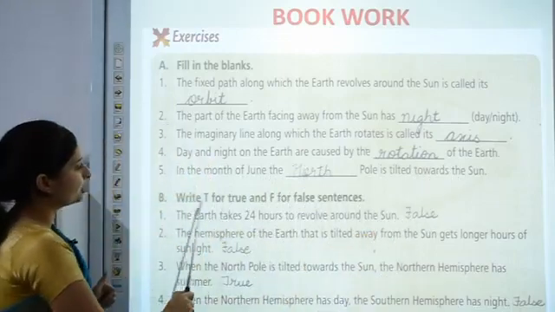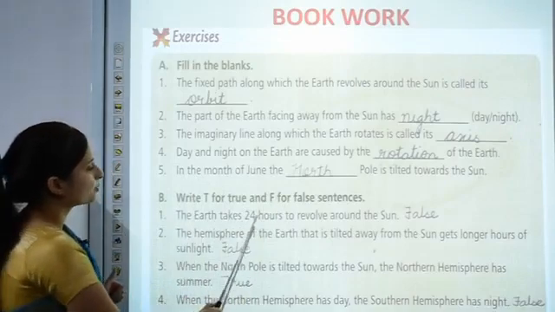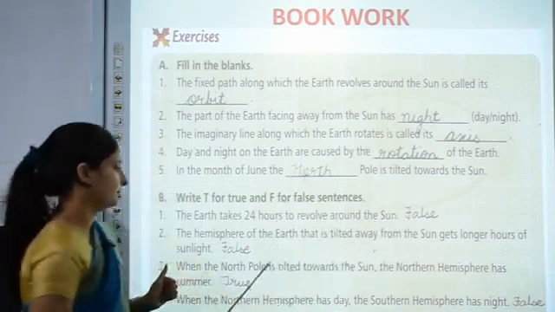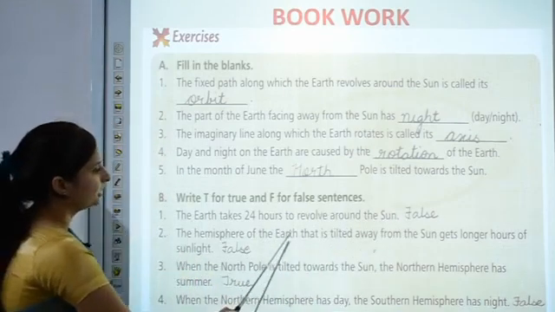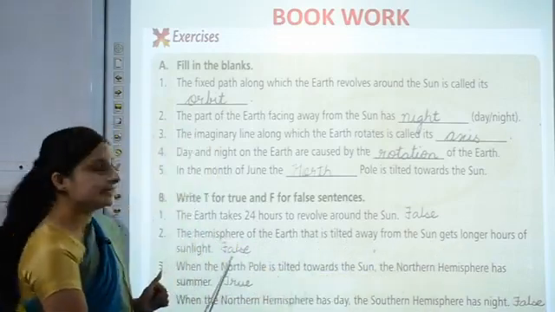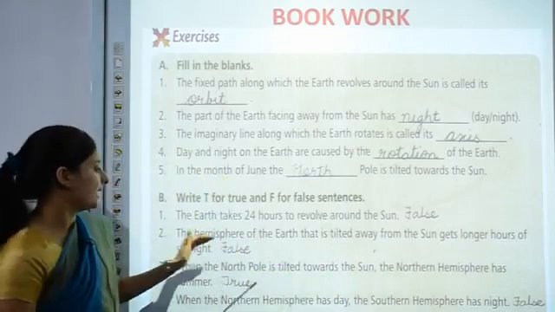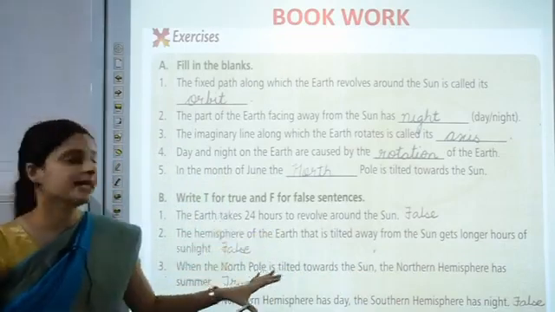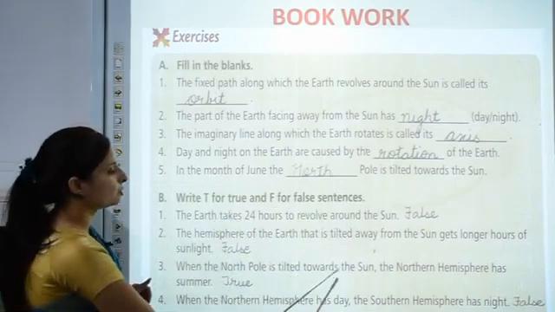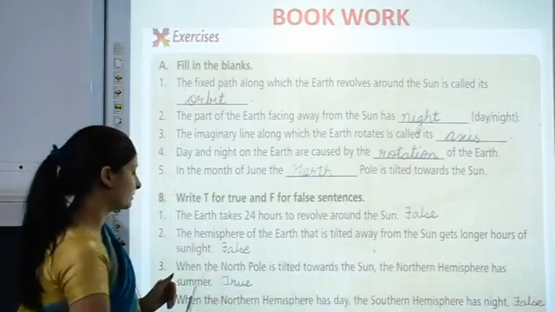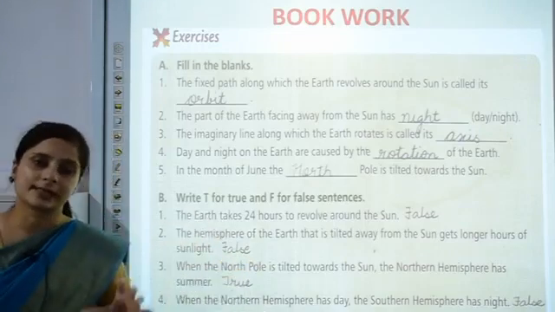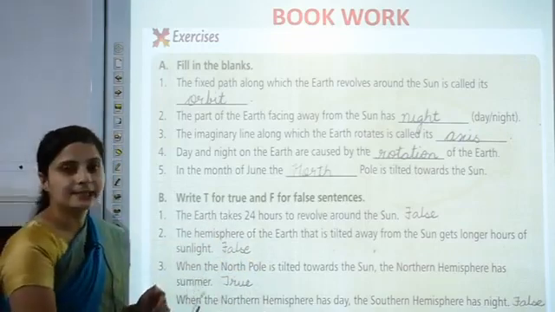Now question number B, write true or false. The earth takes 24 hours to revolve around the sun. The statement is false. The hemisphere of the earth that is tilted away from the sun gets longer hours of sunlight. This statement is also false. The hemisphere of the earth that is away from the sun will have fewer hours of sunlight. When the North Pole is tilted towards the sun, the northern hemisphere has summer. The statement is true.